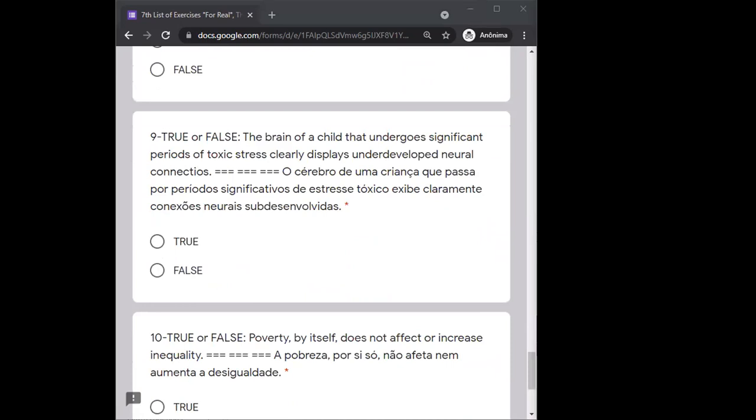the ninth one. The brain of a child that undergoes significant periods of toxic stress clearly displays underdeveloped neural connections.